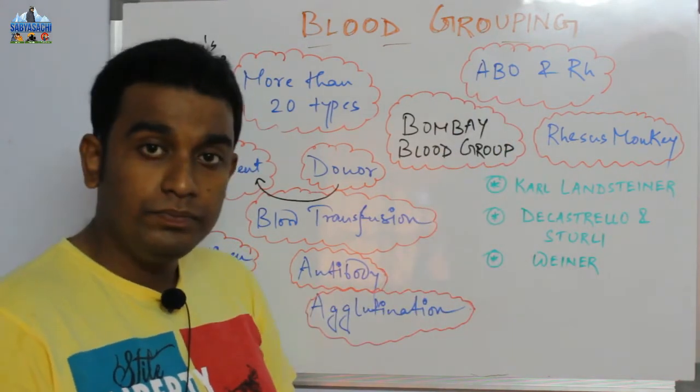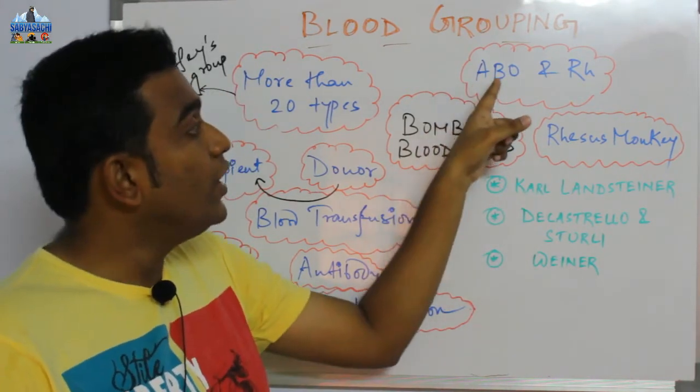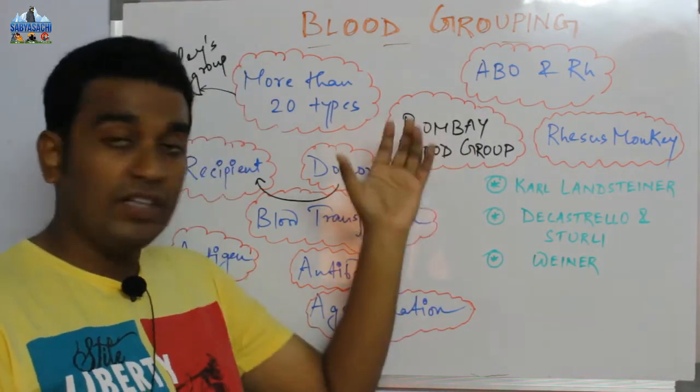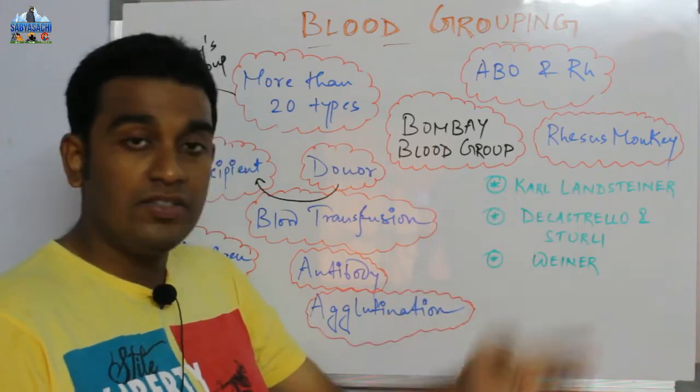ABO blood group, that is blood group A, blood group B, blood group O. This system was invented by, again, Mr. Landsteiner.